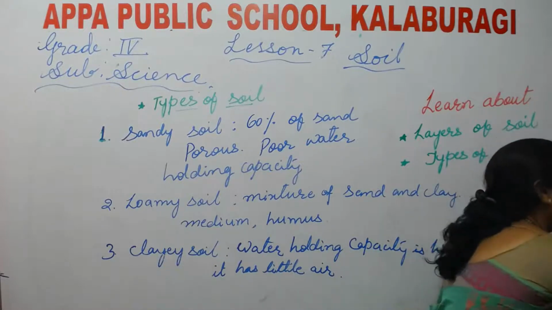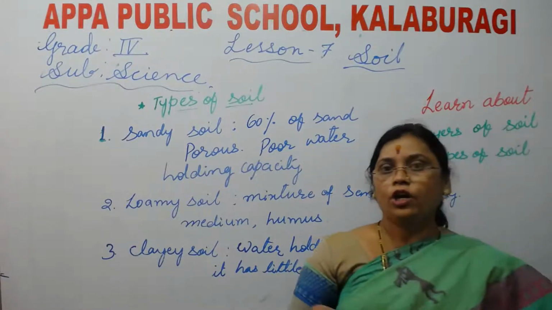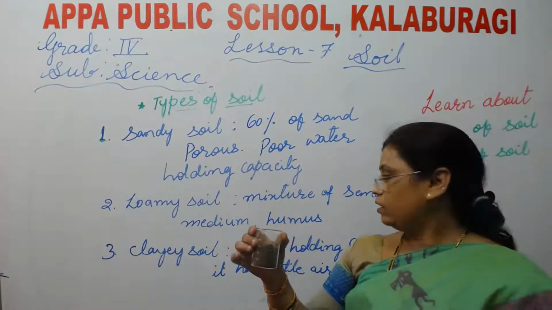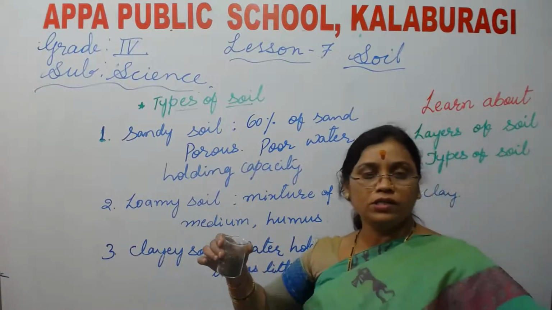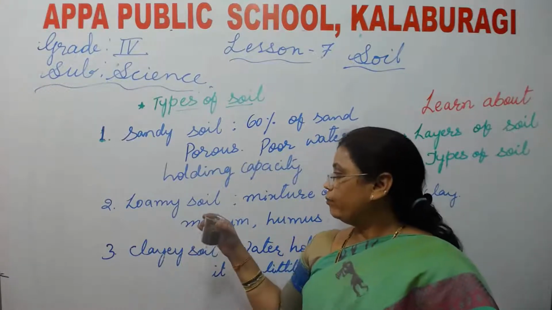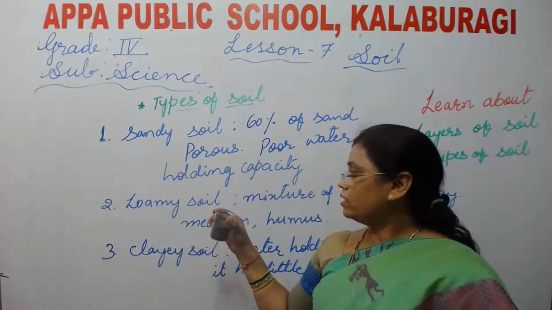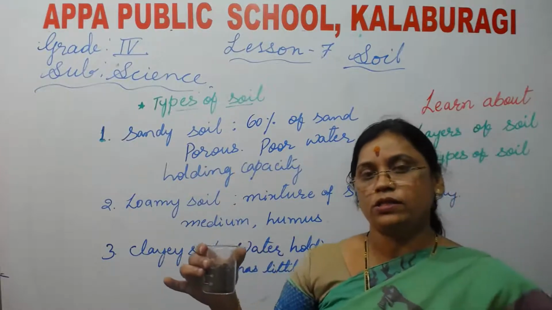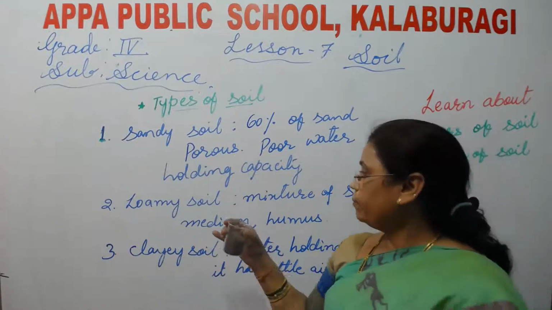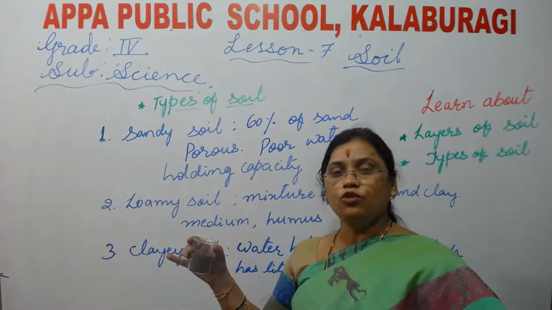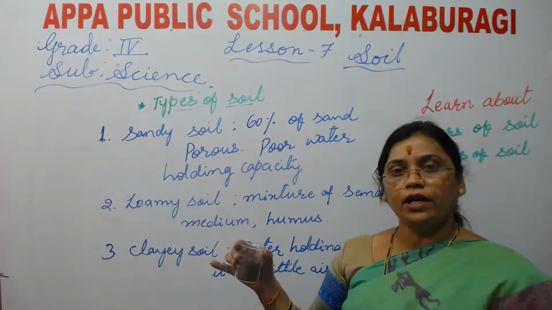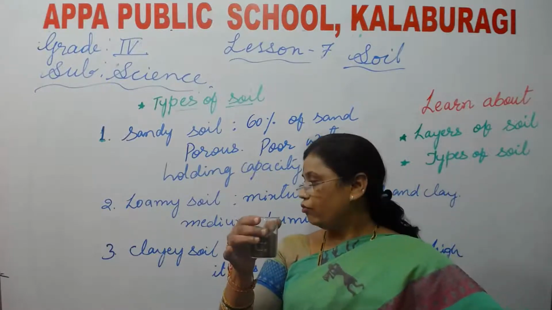Then this one is the type of loamy soil, and loamy soil is the mixture of sand and clay. The specialty of loamy soil is it has the humus. It contains the humus, it is very rich, and it is a fertile soil. It helps in the growth of plants.